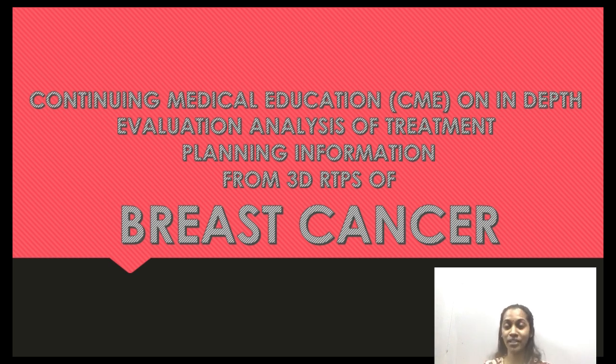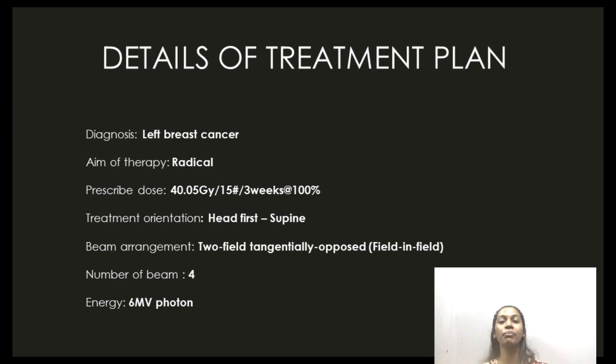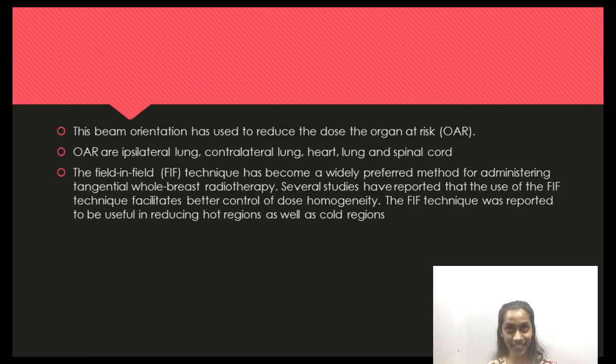My team would like to talk about the treatment plan for breast cancer. So the site for the treatment will be the left breast side. Now we will move on with the beam orientation. There will be 4 fields treated for this patient. This beam orientation is used to reduce the dose at the organ at risk. For example, the organs at risk are the ipsilateral lung, contralateral lung, heart, and spinal cord.